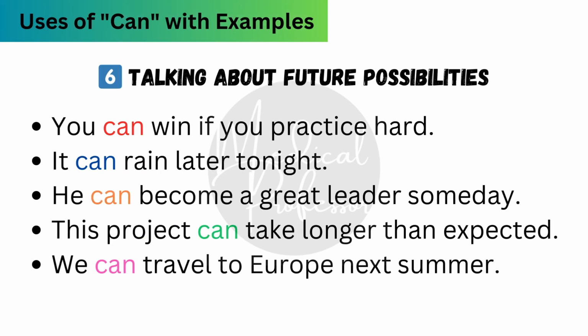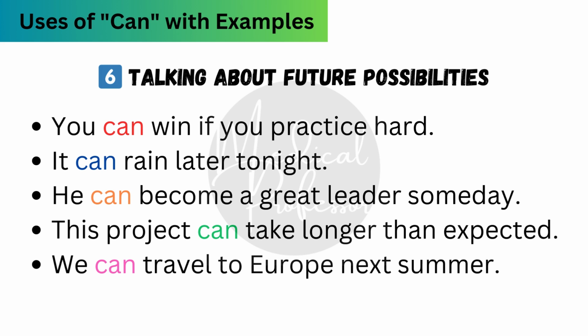Number 6, can also be used to discuss possible future events. For example, you can win if you practice hard. It can rain later tonight. He can become a great leader someday. This project can take longer than expected. We can travel to Europe next summer.